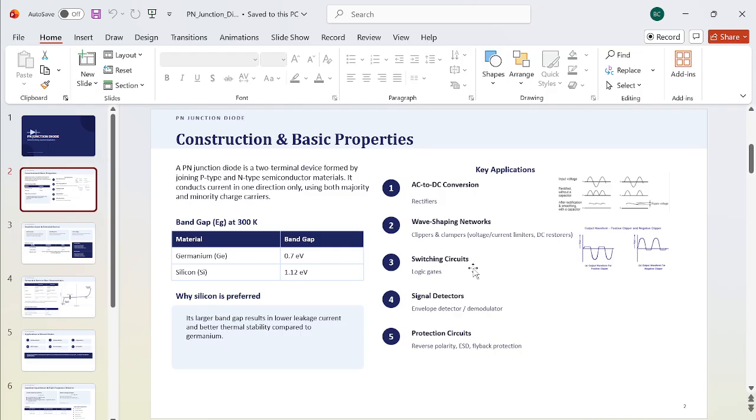Now the important part is: what are the basic applications of this PN junction device? Basically here you can see AC to DC conversion, that means you can convert alternating current and voltages to direct current and voltages. Here I have shown these conversions. These are the AC signals and these are the rectified or converted DC signals, which have some amount of AC.